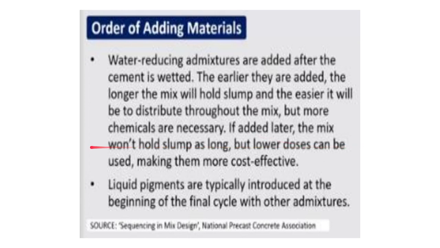However, if added later, the mix won't hold slump as long, but lower doses can be used, making them more cost effective. In the other case, if the water reducing admixture is added at a later time, the mix won't hold slump as long as desired, but because of later addition, lower doses can be used, thereby making it economical. Liquid pigments are typically introduced at the beginning of the final cycle, with other admixtures. So this is all about batching, mixing, types of mixer and the order of adding materials.